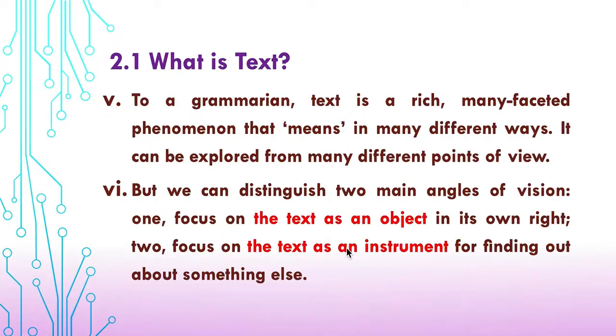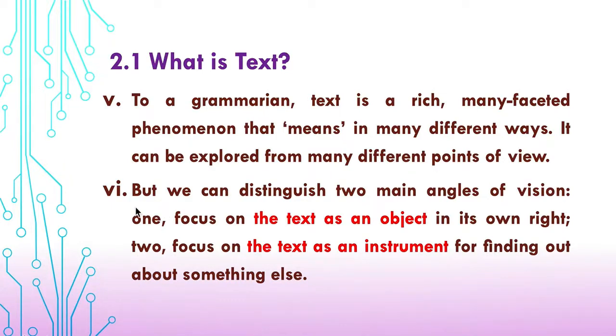We move on to the next. Some more points we have about text. Point number 5. To a grammarian, text is a rich, many-faceted phenomenon that means in many different ways. It can be explored from many different points of view. As a grammarian, as a linguist, as an expert in the field of language, text has multifarious meanings. Text can be looked at from different angles, from different points of view. Somebody has spoken or somebody has written something. We can look at that piece of writing from different points of view, depending upon what context we have formulated in our mind. This is the point here.